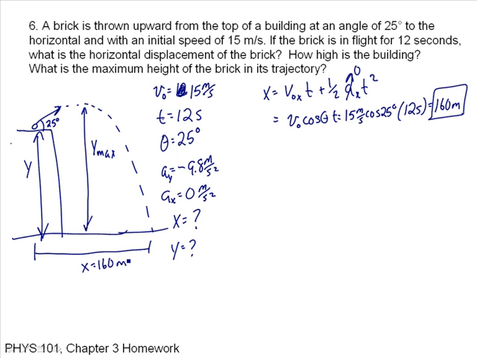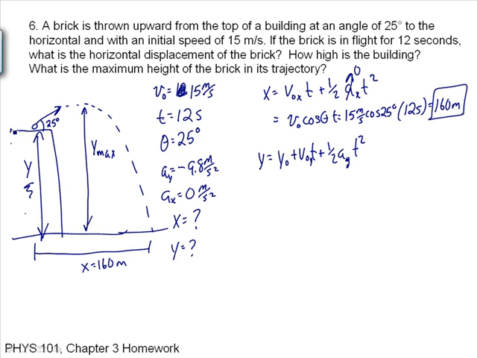The next thing I want to find is y. That is, what is this distance? I know how long it's in the air, so I can just say that y is equal to y naught plus v naught t plus 1/2 a_y t squared. I know all of these values. I know v naught y, I know t, I know a_y, and I know y naught.